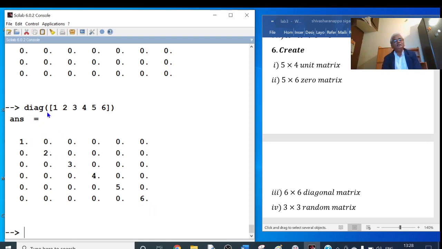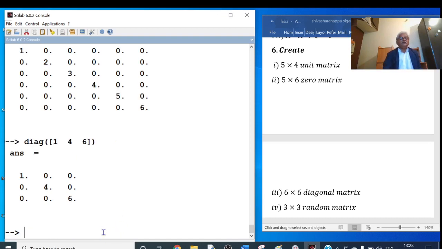See that DIAG, open bracket, within this square bracket, whatever elements we give here will be put on the principal diagonal, and correspondingly the matrix is created. Here I have given 6 elements, so a 6 by 6 matrix is created. If I give only 3 elements, just enter, I am getting 1 4 6 on the principal diagonal. The corresponding matrix is automatically created.